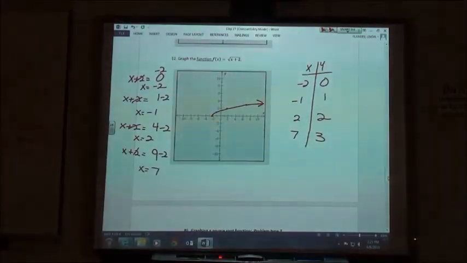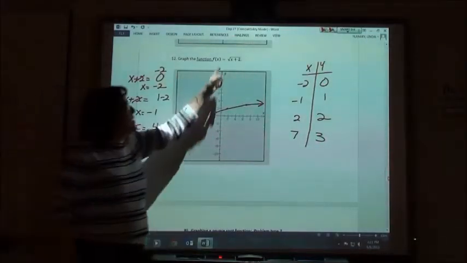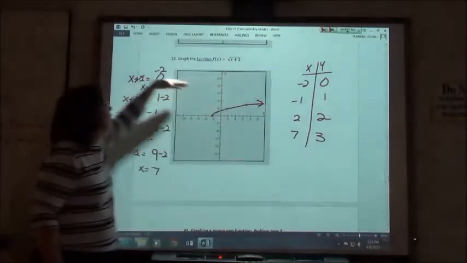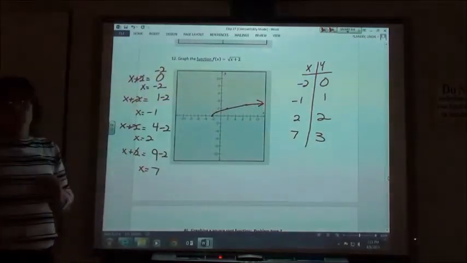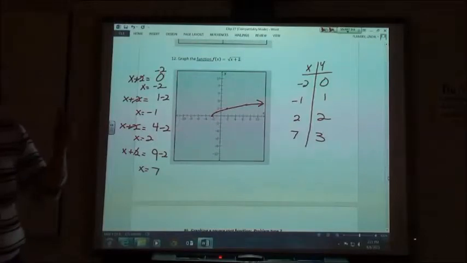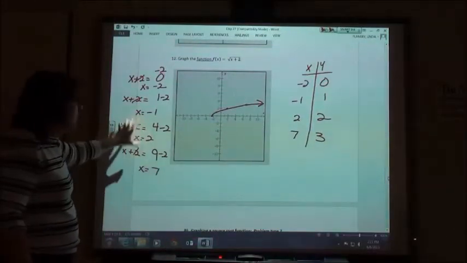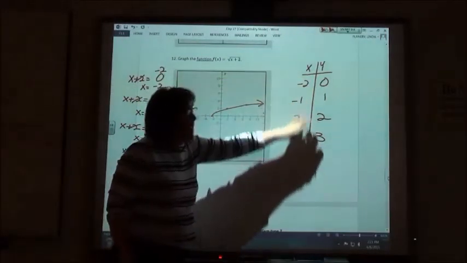So the whole key with square root functions is taking that part under the square root, setting them equal to our first 4 perfect squares, 0, 1, 4, and 9, solving for x so that when I plug it in, it works out nicely.